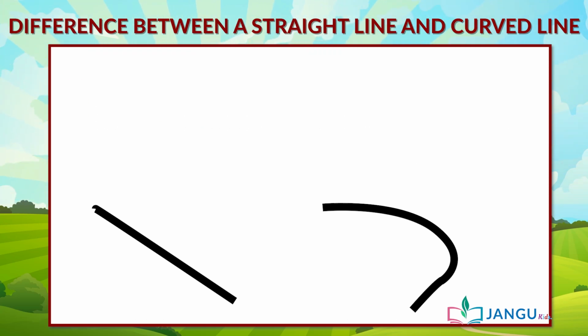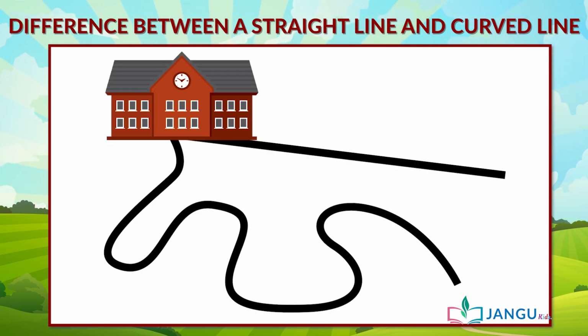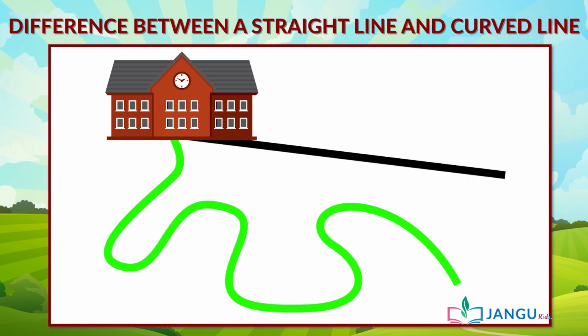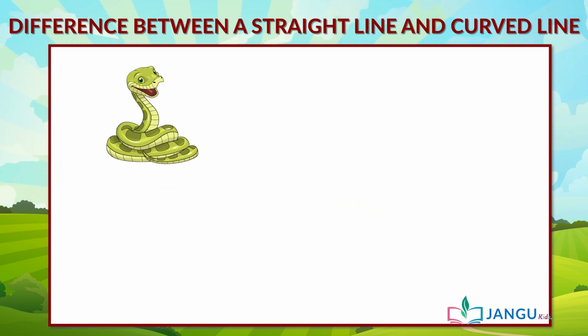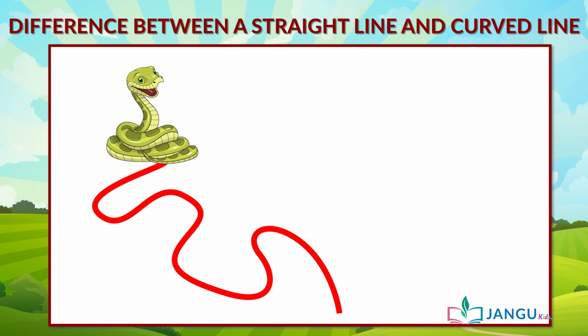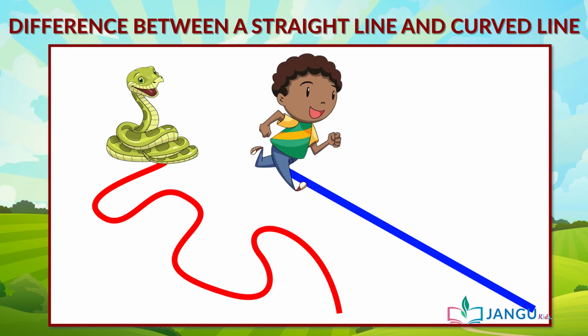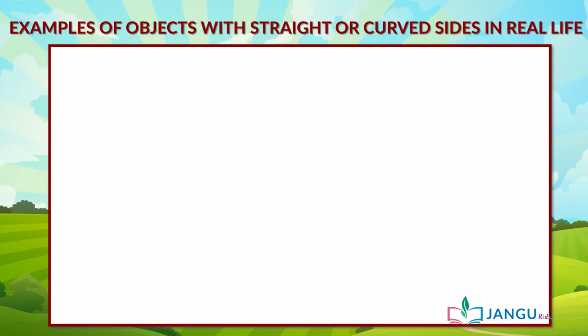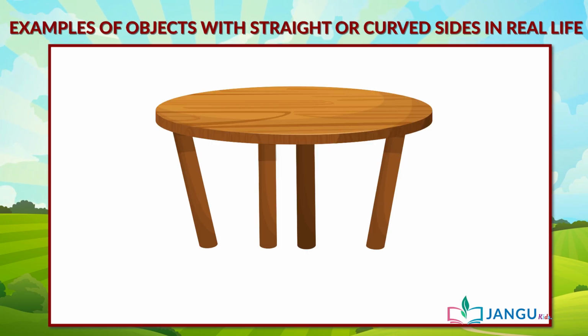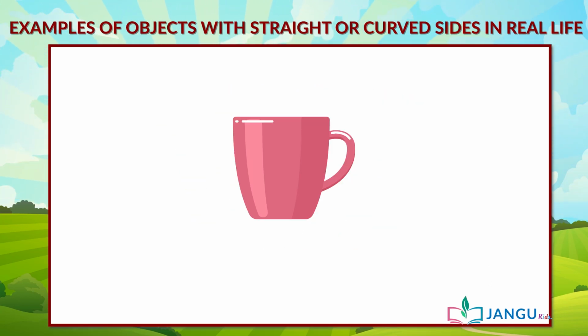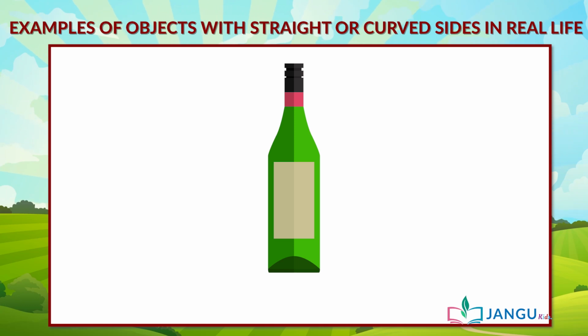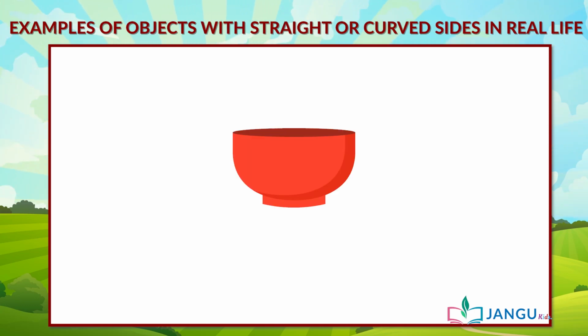There are straight lines and curves in real-life situations. For example, the road to this school has straight paths and curved paths. This snake moves in curved lines, and this boy is running in a straight line. More examples of objects with straight or curved sides in real life are rulers, tables, chairs, cups, bottles, and balls.